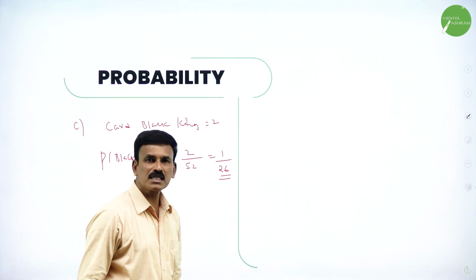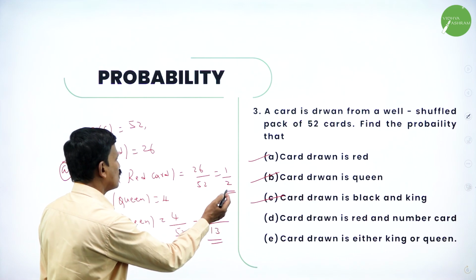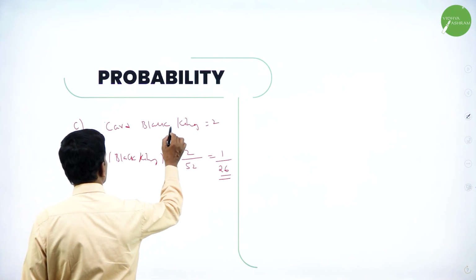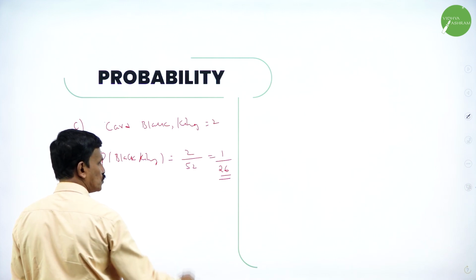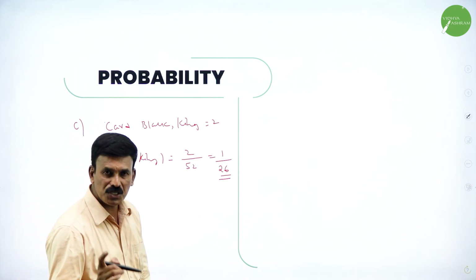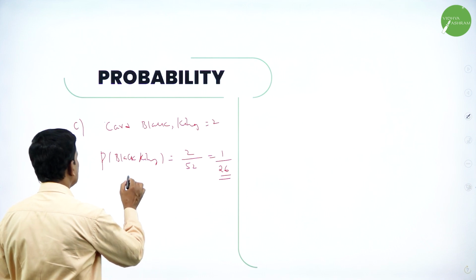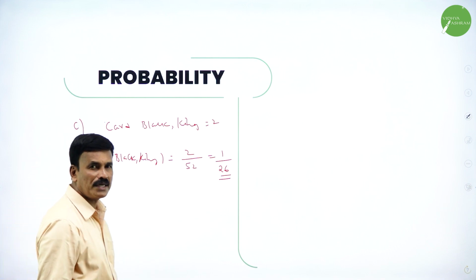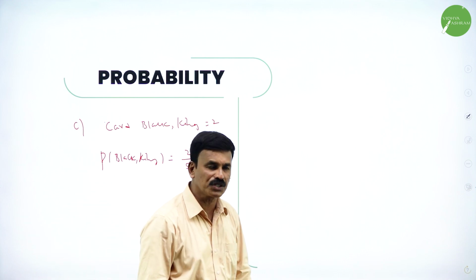See here, very simple concept. Third one, the card drawn is black and a king. The cards which are black and king number 2. So the probability of a black king is 2 by 52, that's equal to 1 by 26. Now move on to the fourth condition.